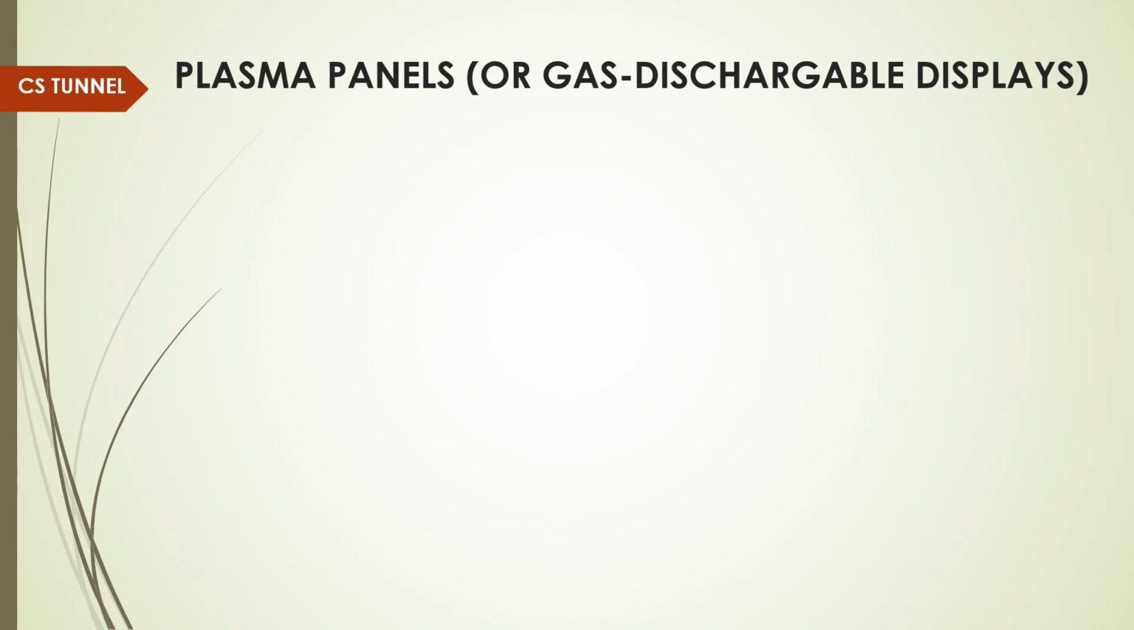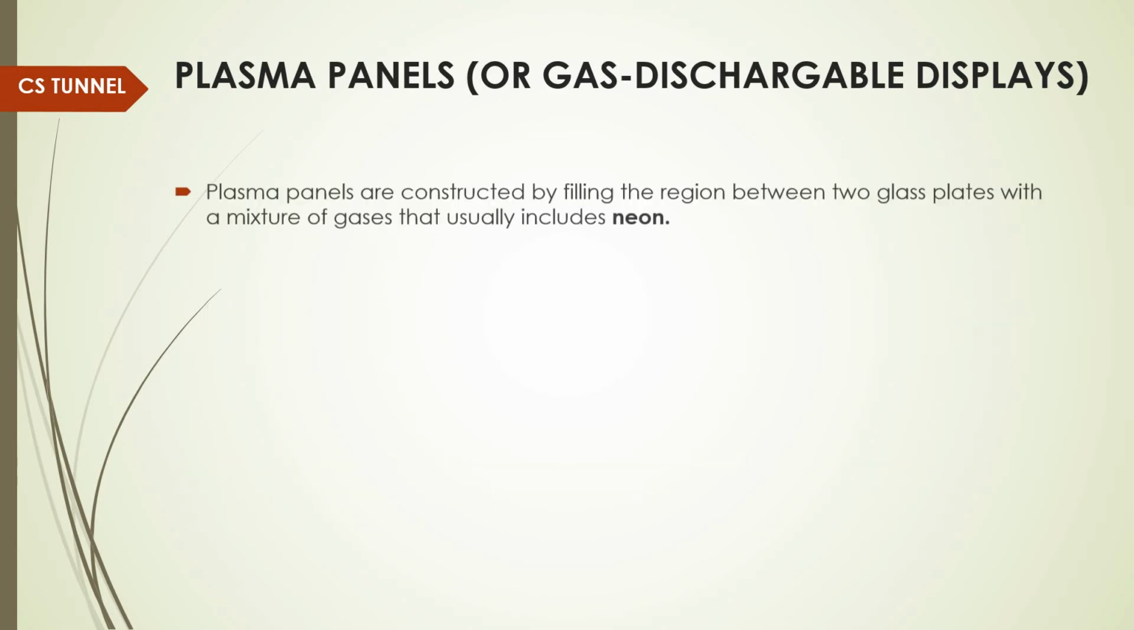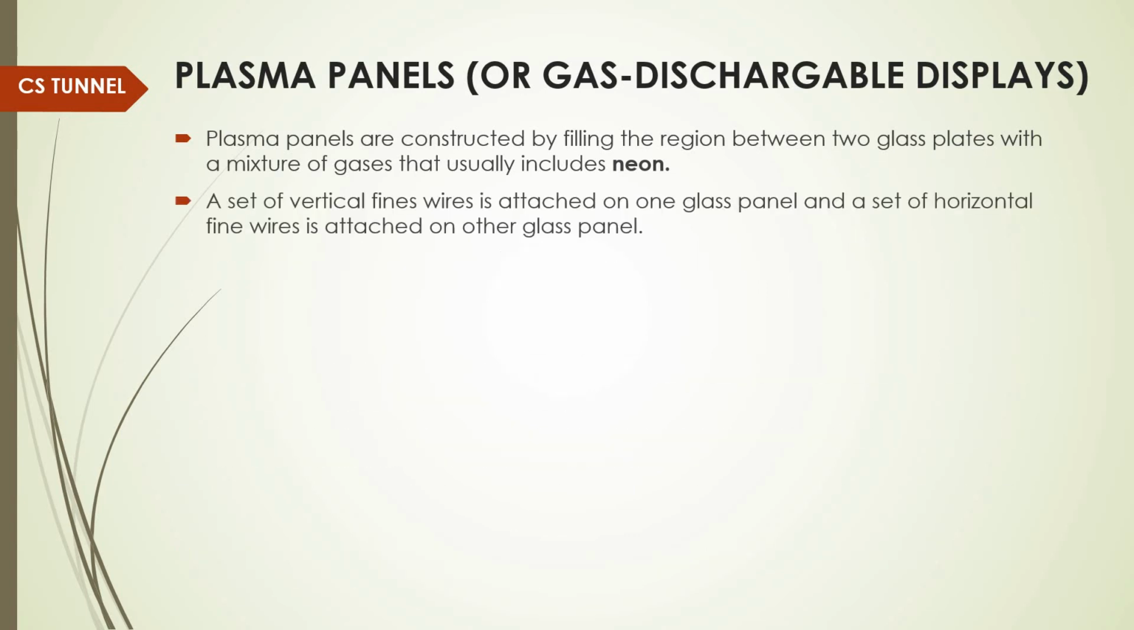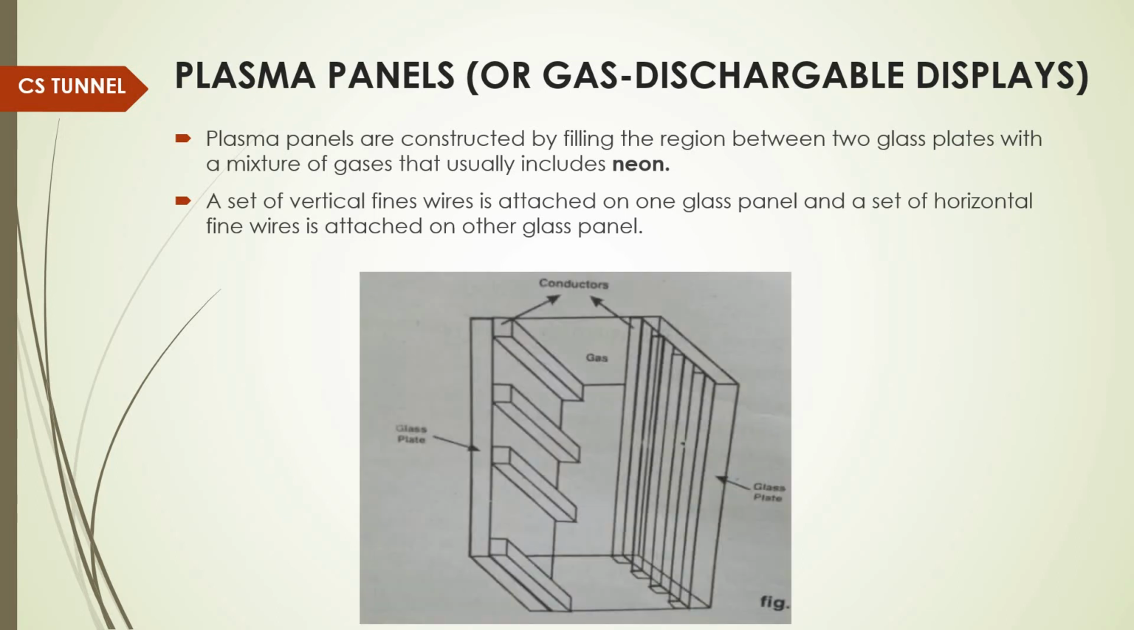Moving on to another display device, which is plasma panels or gas discharge panel displays. Plasma panels are constructed by filling the region between two glass plates with a mixture of gases that usually includes neon. A set of vertical fine wires is attached on one glass panel and a set of horizontal fine wires is attached on the other glass panel. As you can see in this diagram, a set of glass plates and a set of conductors filled with a gas which is neon.